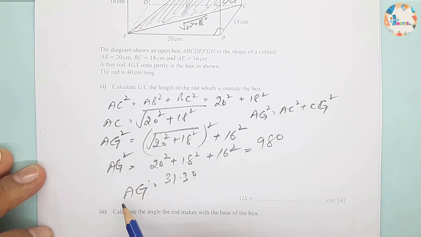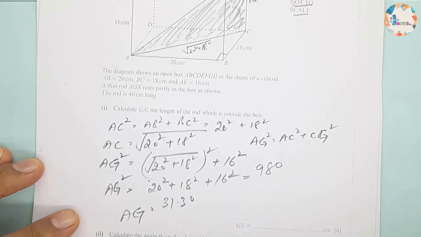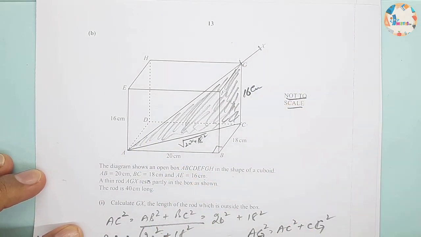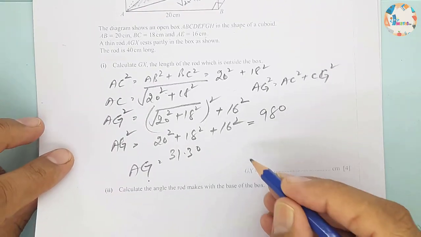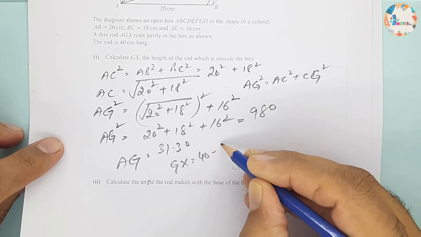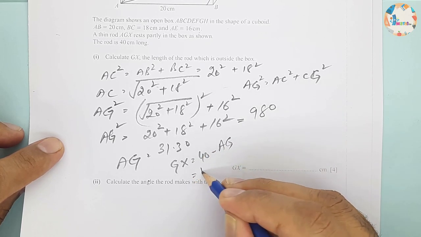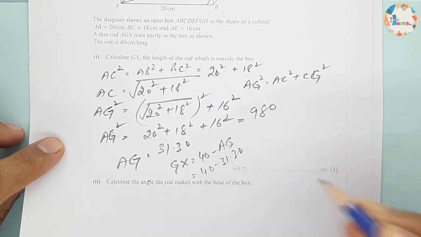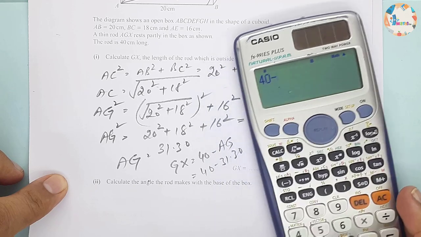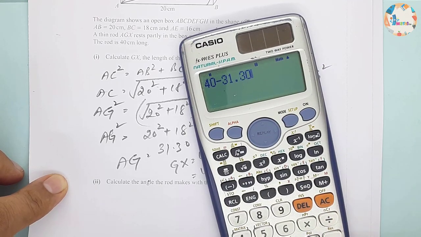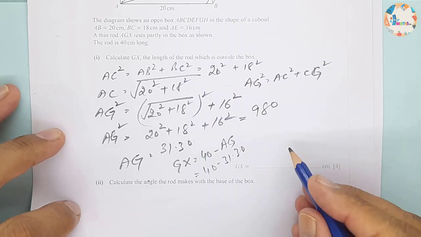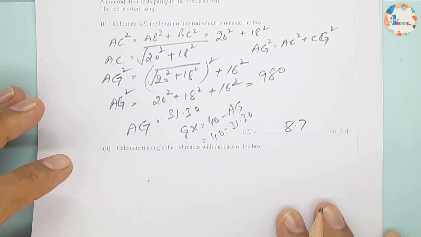31.30. Now this is the AG length, from this point to this one, but we need GX. Now we can write GX is equal to 40 minus AG. So this is equal to 40 minus 31.30. So we can write 40 minus 31.30, and this will be equal to 8.7. So our answer will be 8.7 centimeters.